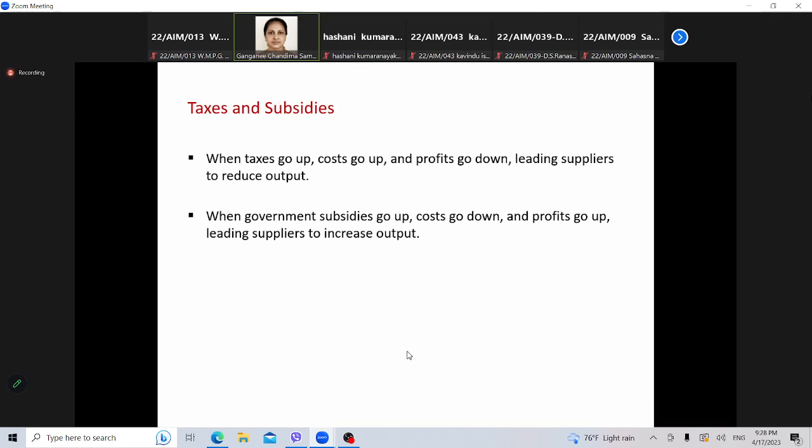Then if you consider taxes and subsidies, when taxes go up, it means cost goes up and profit goes down. Then suppliers should reduce output, shifting the supply curve to the left. When government subsidies go up, that means costs go down and profits go up, leading suppliers to come into the game again to increase the output.